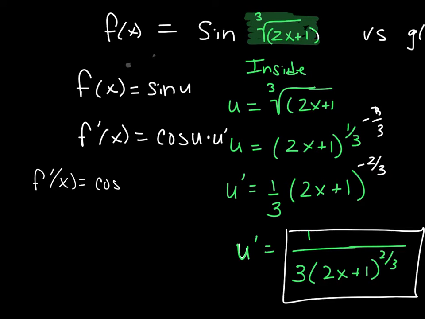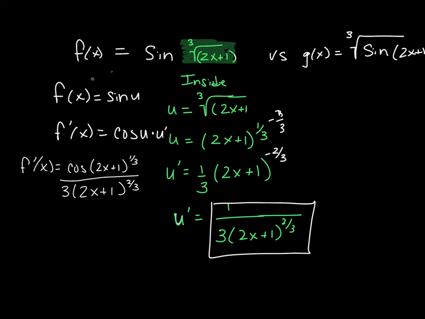And again, what was u? All of this here is u. So it's going to be the cosine of 2x plus 1 to the 1/3 power times u prime, but u prime is all of this, so it just goes all over 3 times 2x plus 1 to the 2/3 power.